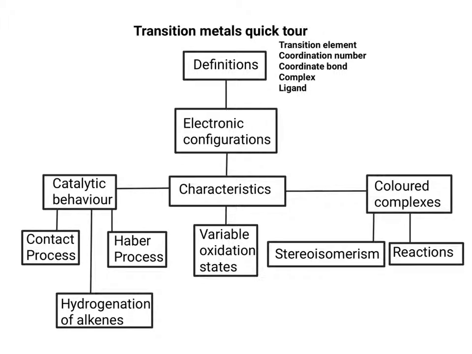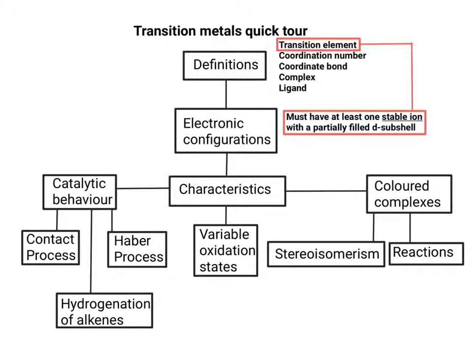So in terms of definitions, as a bare minimum, you should know off by heart the definitions and meanings of those five words or phrases: transition element, coordination number, coordinate bond, complex, and ligand. So in order to qualify as a transition element, they have to have an electronic configuration that shows they have at least one stable ion with a partially filled d subshell.